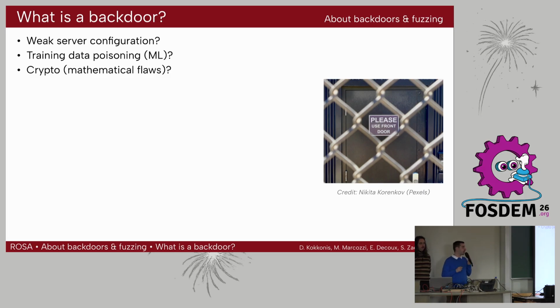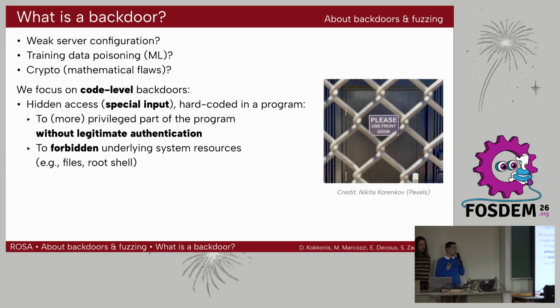It can also be, in cryptography, some mathematical flaws that have been planted in the algorithm itself, so that if you are aware of this flaw, you can decipher more or less everything that is encrypted with this algorithm. And there are other kinds of backdoors in the IT stack. But in our work, we focus on what we call code-level backdoors.